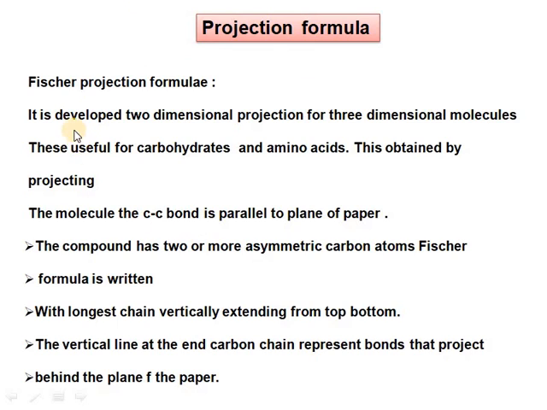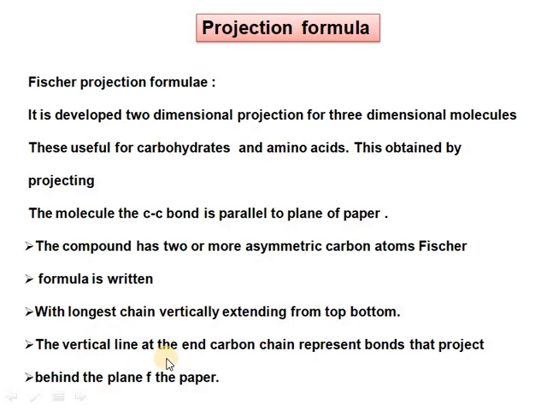Hence, this formula is used with some important points. If the compound has two or more asymmetric carbon atoms, this Fischer formula can be written. It means if a compound has two or more asymmetric carbons, we can use this formula. Next point, the longest chain is extended vertically from top to bottom.